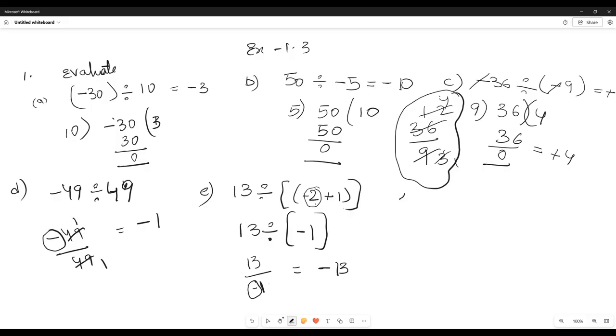And the sixth sum. 0 divided by minus 12. What do we get? I told you, when the dividend is 0, dividing with any number, we always get the answer as 0.